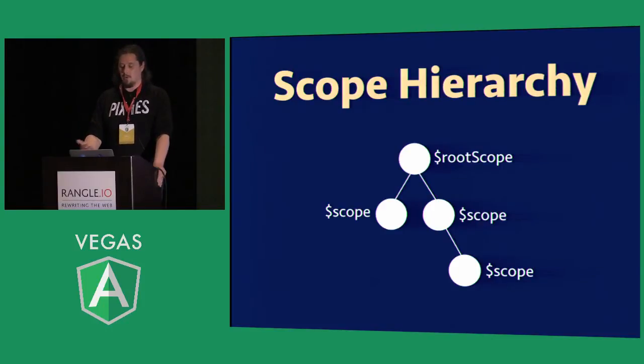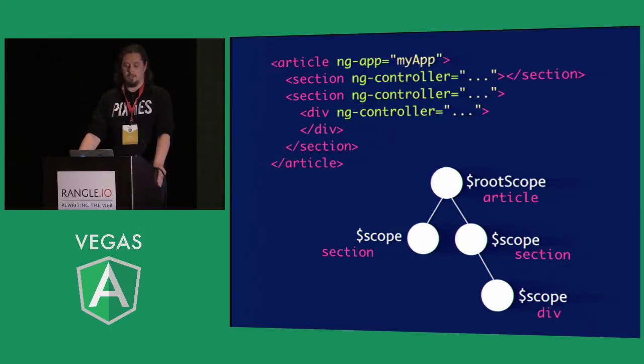Furthermore, this hierarchy often sort of mirrors your DOM hierarchy, so you have these two trees that have similar shapes. And that's because you have directives applied in the DOM that cause new scopes to be created. And you end up with these two trees that have similar shapes. ng-controller is one of those directives that cause new scopes to be created.